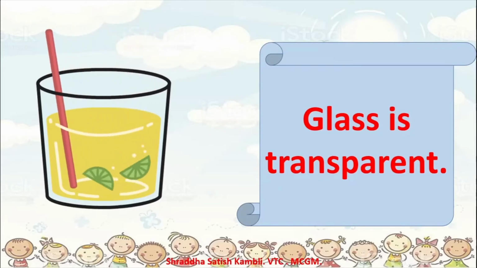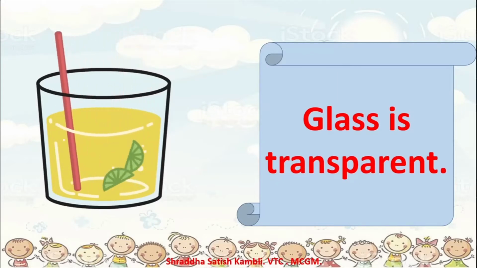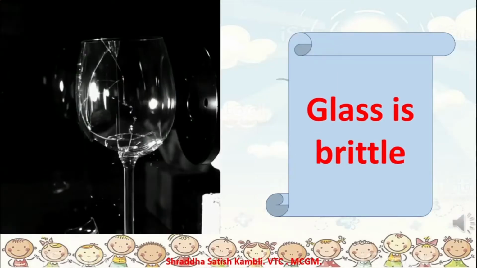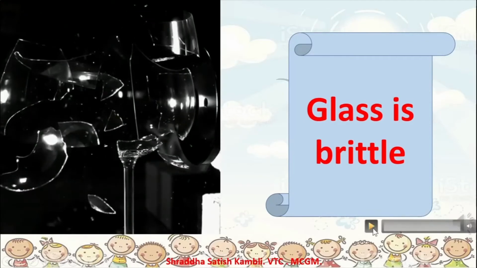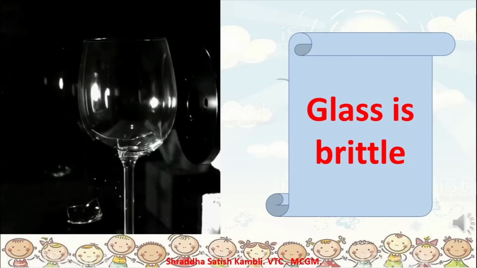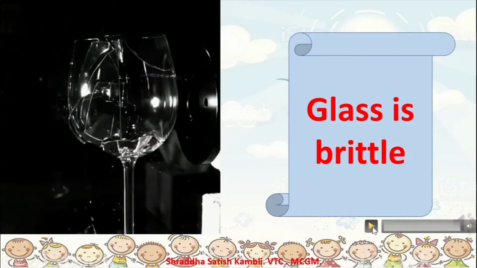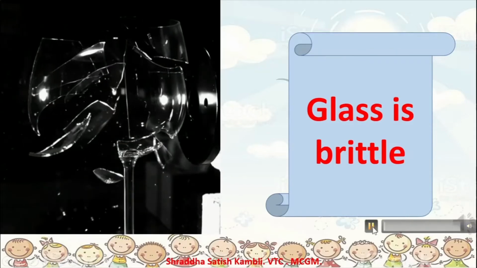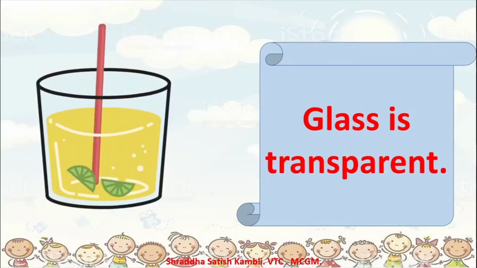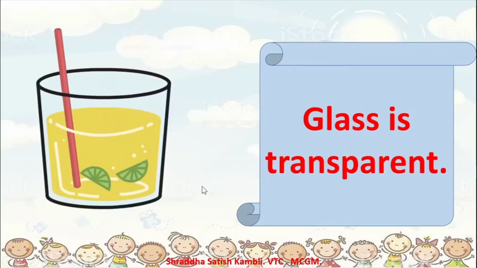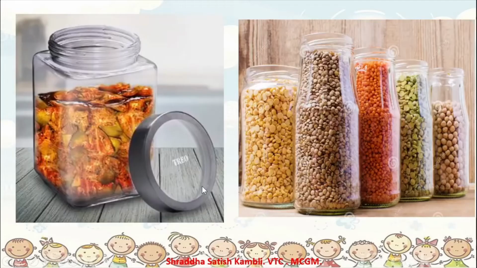Glass is transparent. In the previous image, what did we see? We saw that glass was brittle. We also heard the sound of glass breaking, isn't it? Come on, let us look at it once again. There, glass was breaking, isn't it? And glass is transparent. There is one more quality of glass, children. It stores anything very well.